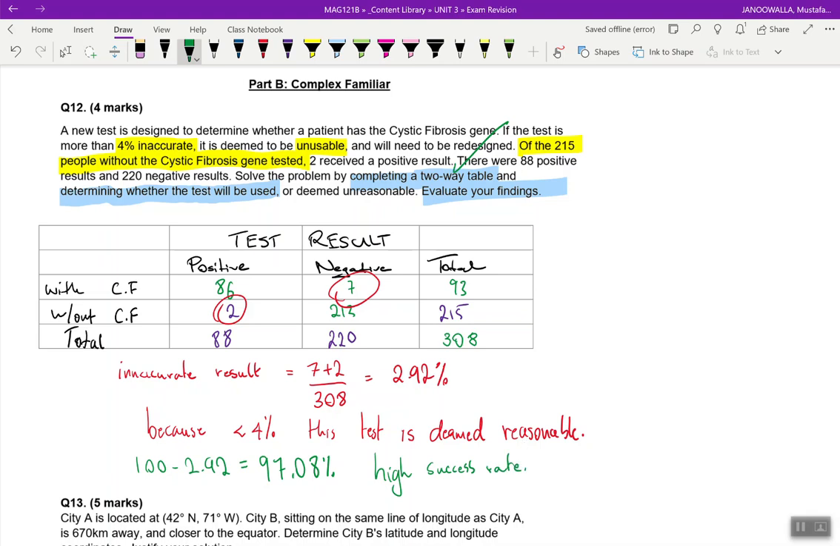But then you can also talk about, whenever you have a two-way table, the sample size. So a small sample size. Or maybe do it with 100,000 people, then it'll give you more accurate results. Okay, that's question 12.